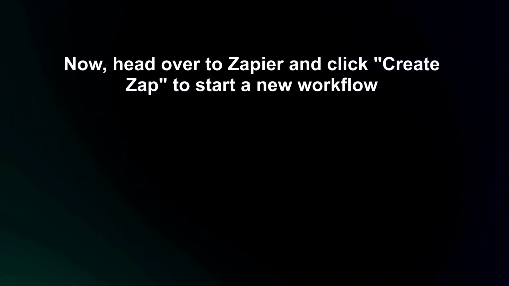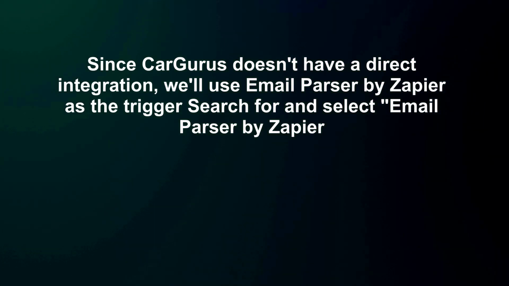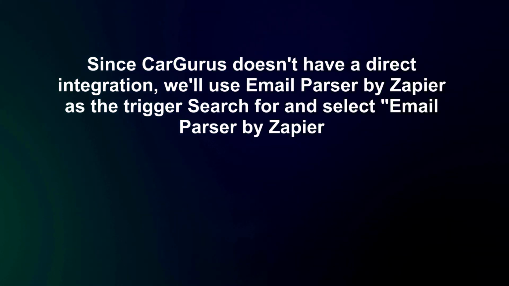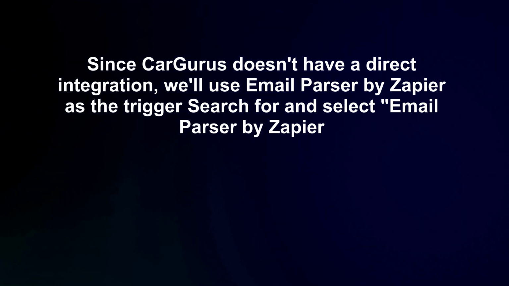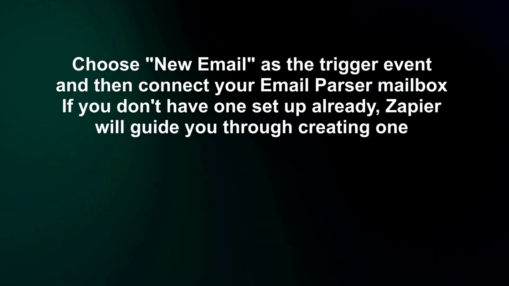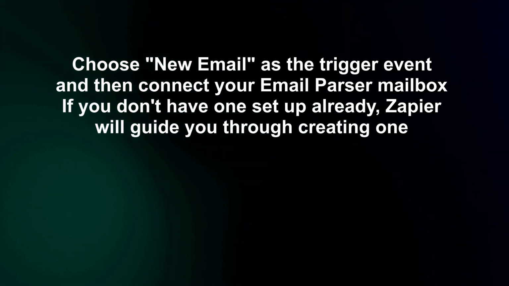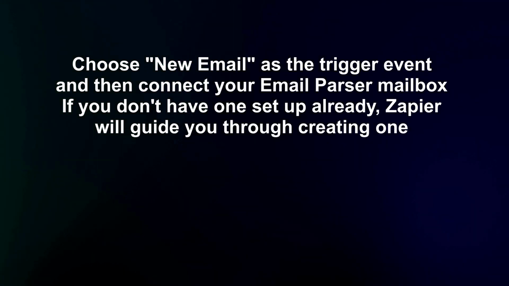Now, head over to Zapier and click Create Zap to start a new workflow. Since Cargurus doesn't have a direct integration, we'll use Email Parser by Zapier as the trigger. Search for and select Email Parser by Zapier. Choose New Email as the trigger event and then connect your Email Parser mailbox. If you don't have one set up already, Zapier will guide you through creating one.